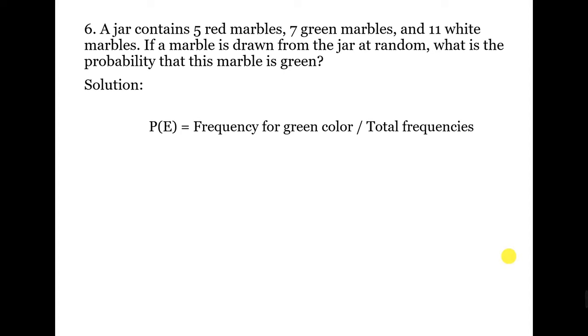Therefore, if we substitute it to the formula that we are going to use as frequency, then the result is equal to 7 all over 23, or approximately 30.4% of 23 marbles.